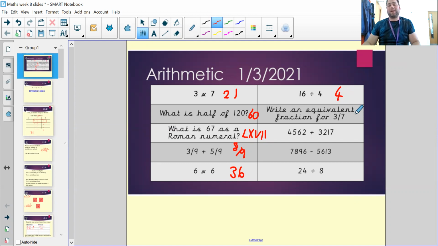An equivalent fraction here, if we times this whole fraction by 2, we get 6 over 14. You could times it by 3 or 4. As long as you've timesed the numerator and denominator by the same number, you'll get the right answer.